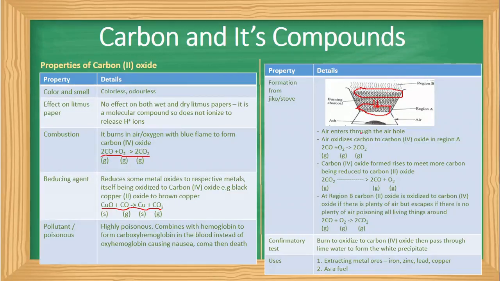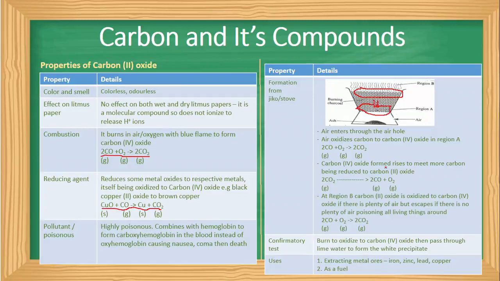So at different levels, now you understand what happens. Down here there is carbon 4 oxide. Then as you go up there, it becomes carbon 2 oxide. And finally here, if there is plenty of air, it is carbon 4 oxide. If there is not enough air, it is carbon 2 oxide, which is poisonous. So that is the process of carbon 2 oxide formation, and how the charcoal is able to produce carbon 2 oxide, which is poisonous.